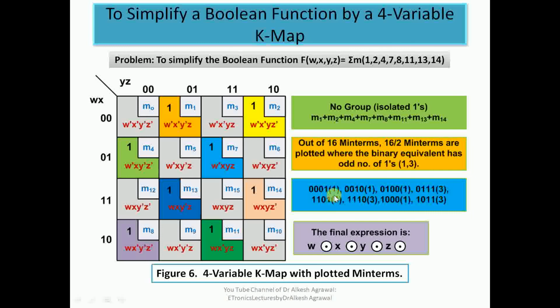In order to make it more clear, I have written all the binary equivalents. So in 0001, which is for this minterm, we have the number of ones as 1. Then for 0010 again 1. For 0100 the number of ones is 1. Then 0111 we have the number of ones 3, and so on. So if we have this kind of K-map where half of the minterms are plotted at those cells where the binary equivalent has an odd number of ones, the final expression we get is the exclusive NOR of all the input variables. So we have W exclusive NOR X exclusive NOR Y exclusive NOR Z.